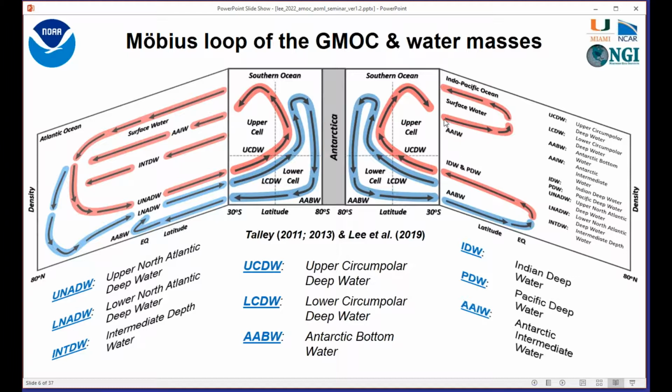And then Antarctic intermediate water is also carried into the Indo-Pacific Ocean, and that is carried to the surface through the equatorial upwelling. Some of the warm water is transported back to the Southern Ocean, first through the Indonesian Throughflow, and then to the Atlantic Ocean.